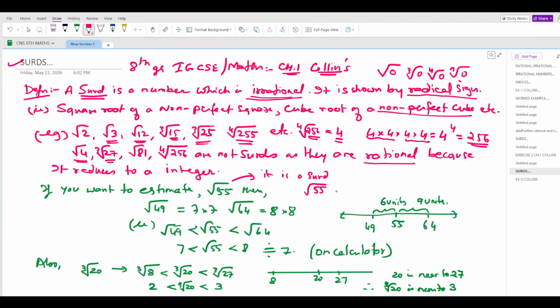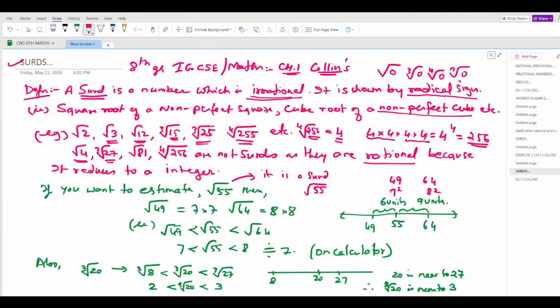So perfect square numbers are: 1 squared is 1, 2 squared is 4. So 1 is a perfect square, 2 squared, 4 is a perfect square, 3 squared, 9 is a perfect square. Then 4 fours are 16, so 16 is a perfect square. That way if you go, then 49 is a perfect square. 49 is 7 squared. After 7 squared comes 8 squared. 8 squared is 64. So 64 is a perfect square, a square of 8, and 49 is a perfect square, a square of 7.